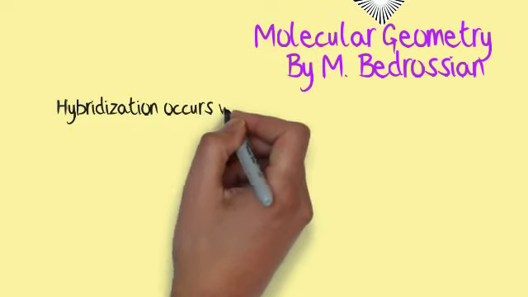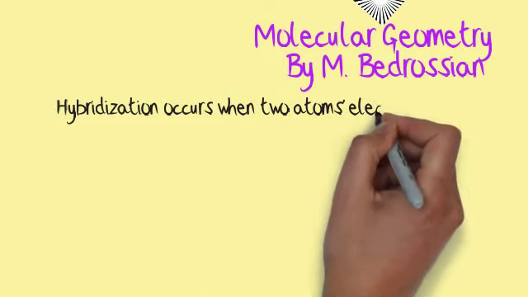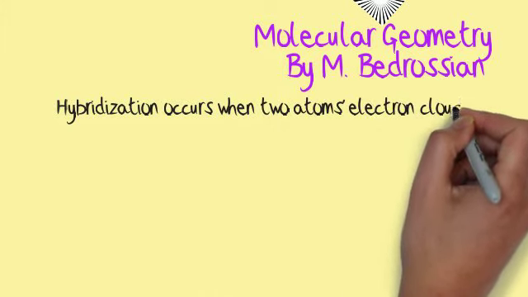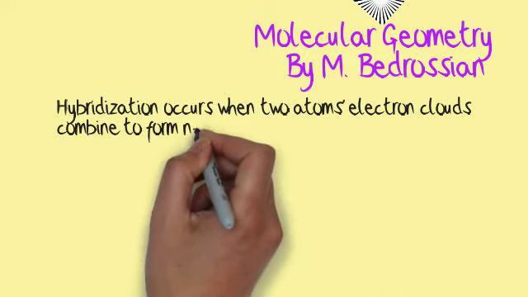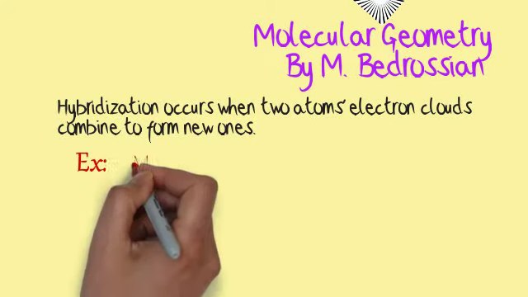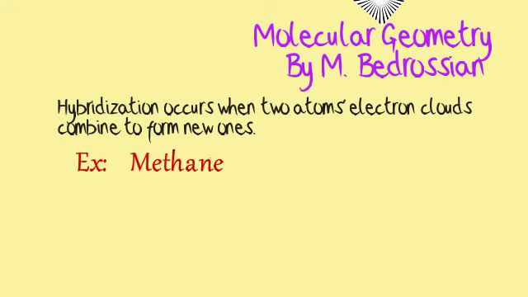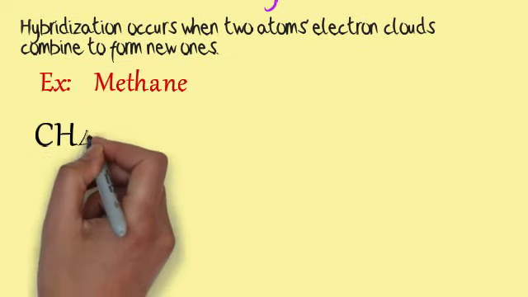Hybridization is when atoms combine their electron clouds. They get a new electron cloud. It's a new shape. It's a new energy level. It's a combination. They combine to form new shapes. The example we're going to look at is methane. If you remember, CH4 is the formula for methane.